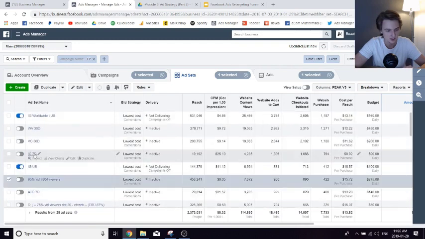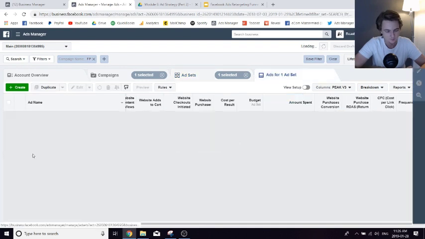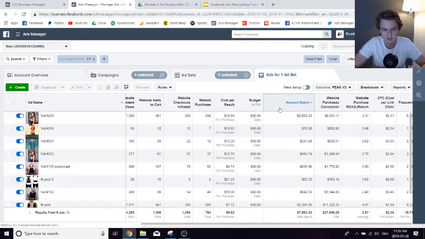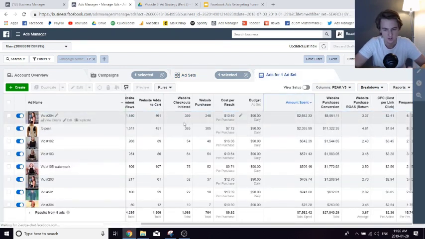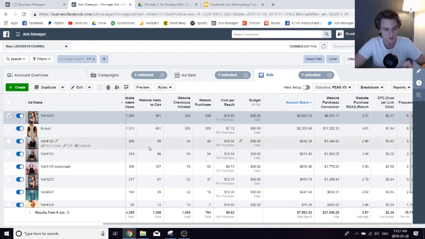Now let's check out the initiate checkout audience. This is one of the most profitable audiences. As you can see, this video was performing quite well for initiate checkout. You really don't know what's going to convert well for a specific audience. That's why if you just put a bunch of ads in an ad set and you let Facebook optimize it, that usually works quite well.